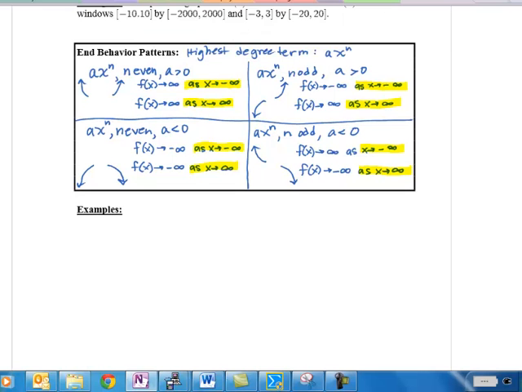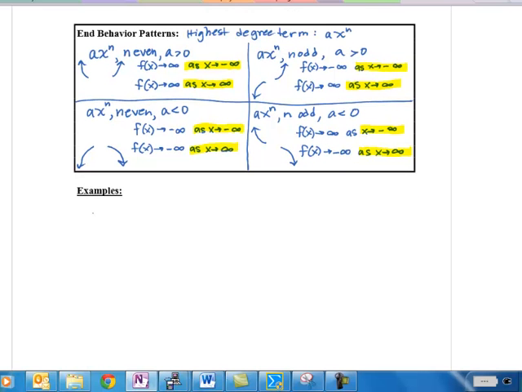So, for example, let's just look at two of them. F of x, if I have 3x to the 6th minus 2x to the 4th plus 3x minus 7.